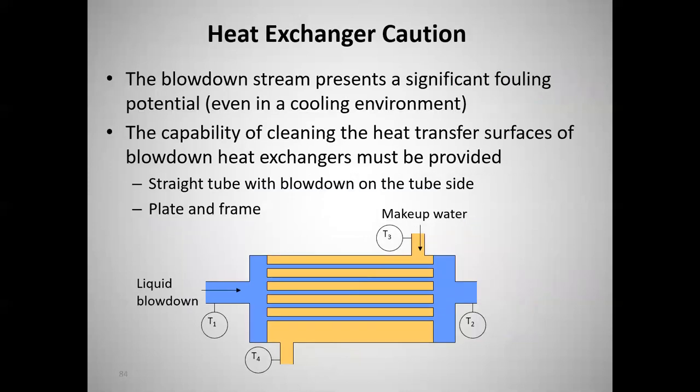Here's the slide. Heat exchanger caution. Blowdown stream presents a significant fouling potential, even in a cooling environment. Capability of cleaning the heat transfer surfaces of blowdown heat exchangers must be provided. Straight tube with blowdown on tube side and plate and frame are the two that are recommended. Absolutely. So if you're going to do this, you would want to talk to your heat exchanger people and say, let's make this as easy as possible, because we're going to have to clean it every year probably.